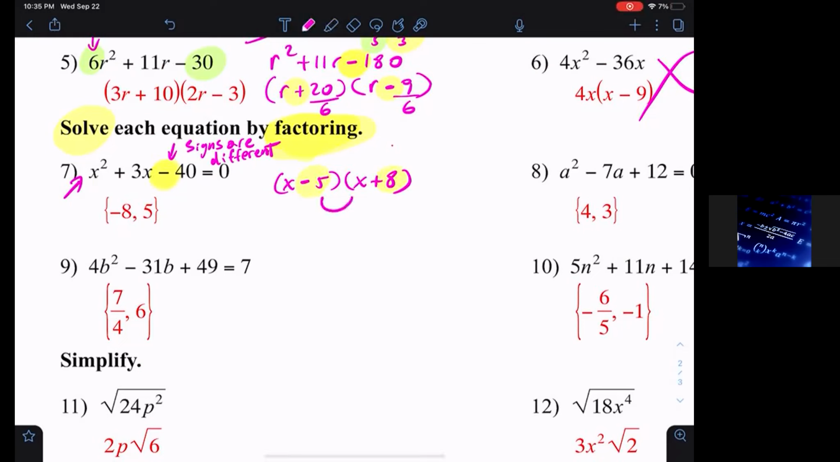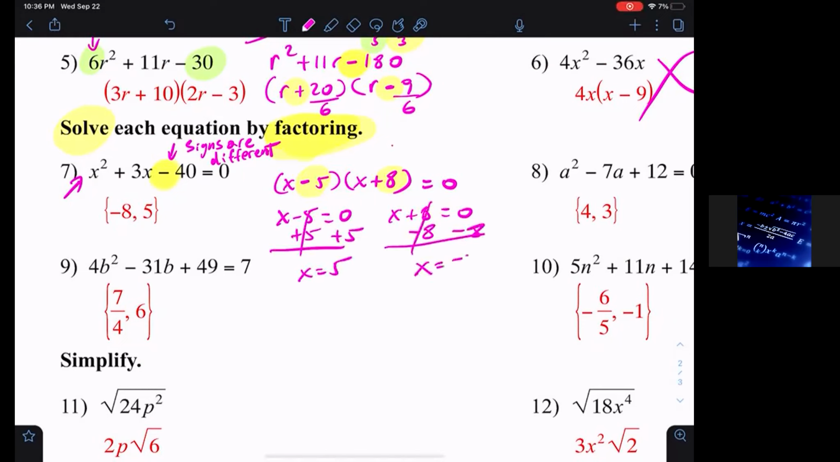This is going to be negative 5x, and this is going to be positive 8x, and this is 3x, right? Okay, so now you need to set this equal to 0 because they want you to solve. So you do x minus 5 equals 0, x plus 8 equals 0, and you solve. You add 5 on both sides, x equals 5. Subtract 8 on both sides, x equals negative 8, and you're done with this problem.